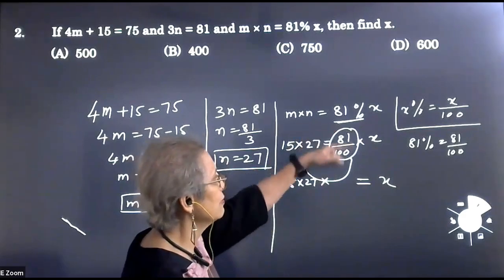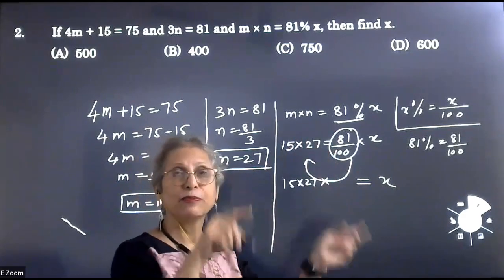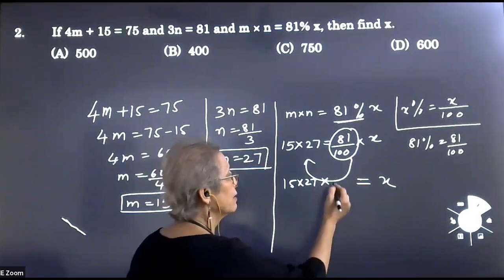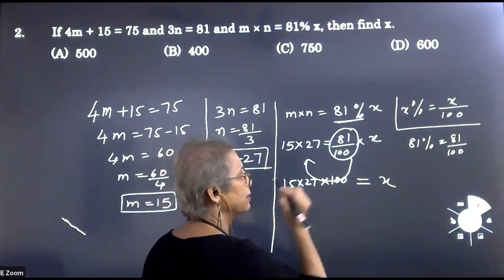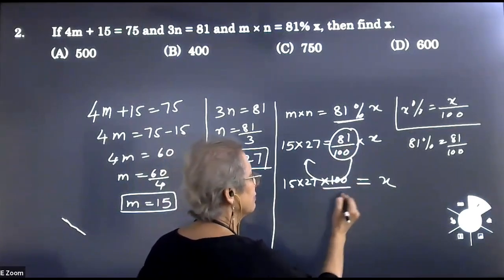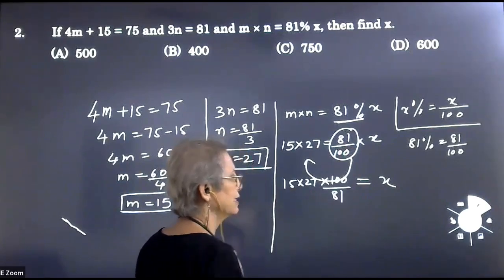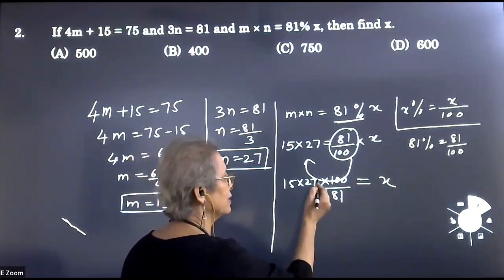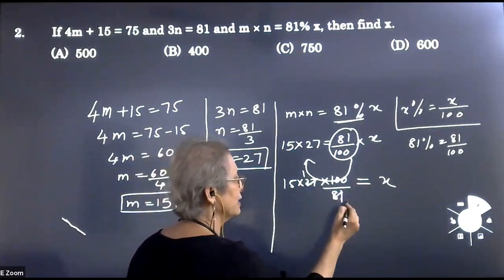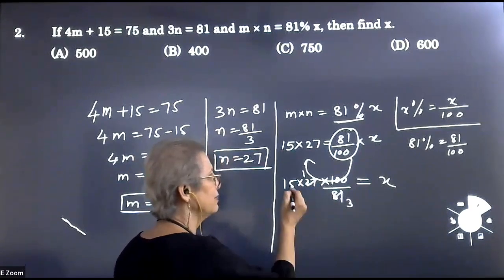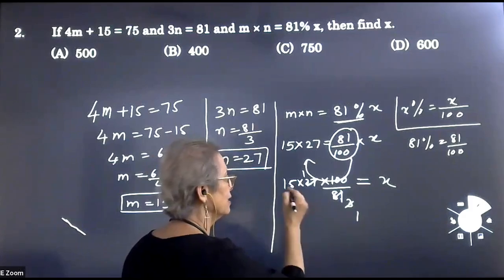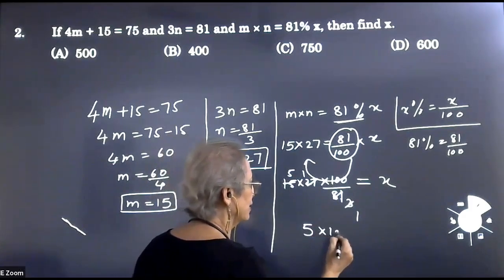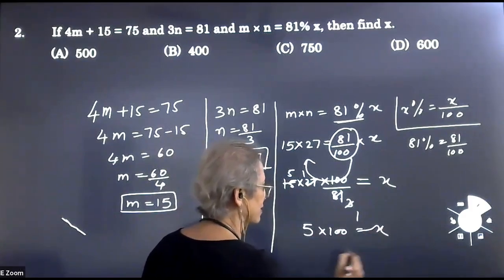Now when this fraction we take on the other side, it becomes the reciprocal. This 100 is divided over here. When you bring it on the other side, it will be multiplied by 100 and 81 will be divided. And now let us simplify. 27 and 81: 27 ones are 27, 27 threes are 81. And then 15 and 3: 3 ones are 3, 3 fives are 15. What is remaining? 5 into 100. And that is my x.